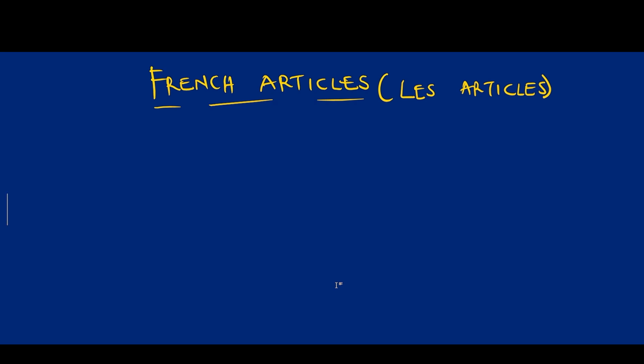Today we are going to talk about the French articles, just like in the English language. If I ask you what the English articles are, you would definitely say "a", right? We have "a", and the plural of this, which is "some". And we have "the", whose plural is still "the".